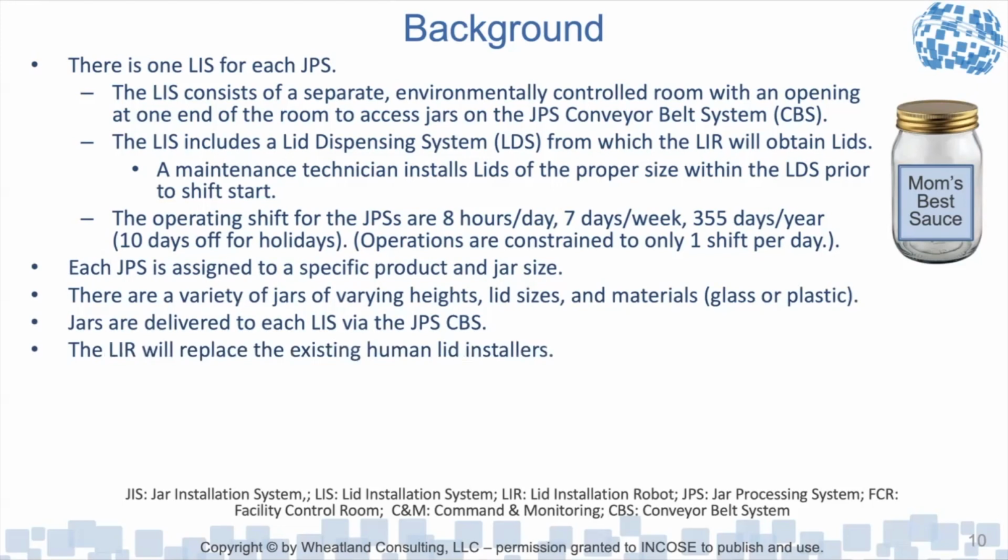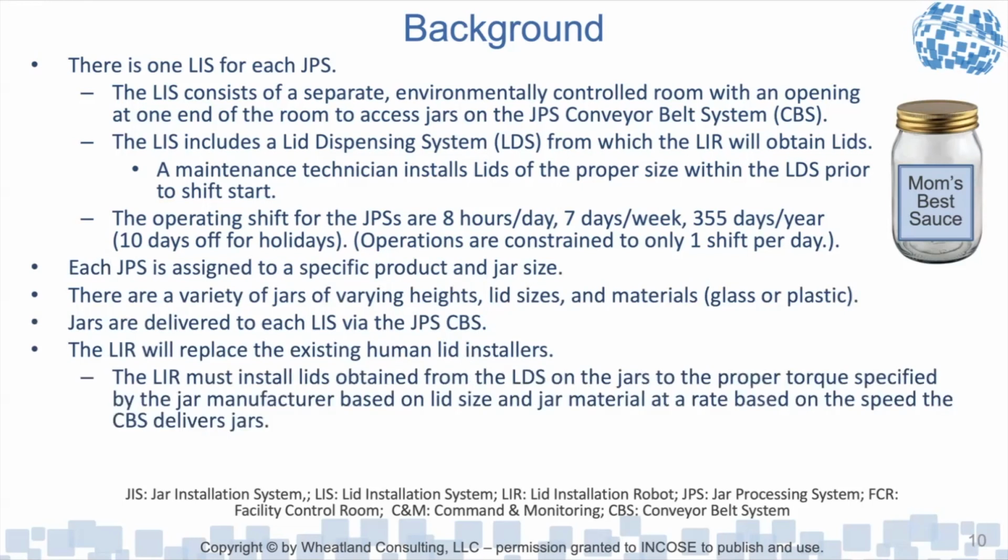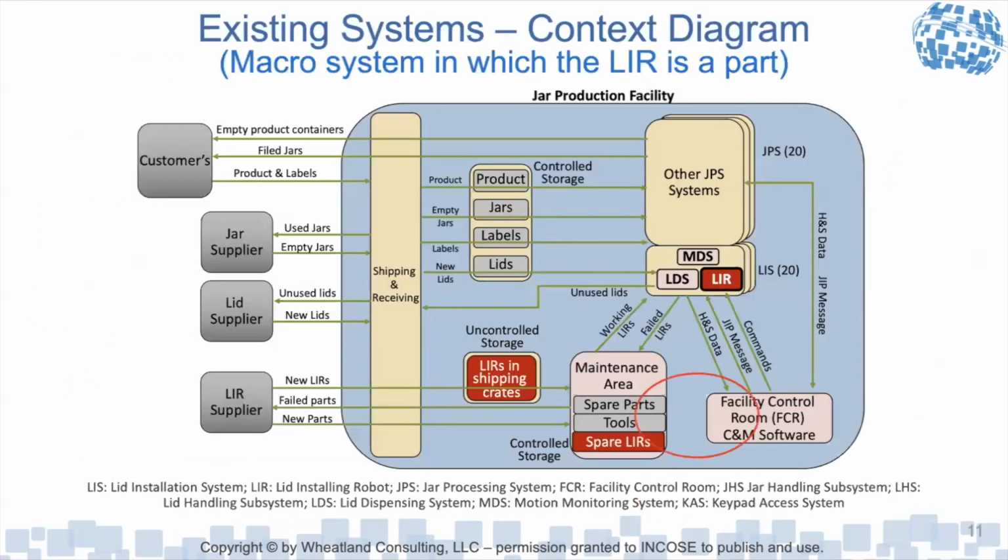The lid installation robot will replace the existing human lid installers we have now. The LIR must install lids obtained from the lid dispensing system on the jars to the proper torque specified by the jar manufacturer based on lid size and jar material, at a rate based on the speed of the jars that are being delivered by the conveyor belt system. The LIR will be controlled and monitored remotely by the facility control room C&M software. This is a jar production facility. External interfaces of the customers, the jar supplier, the lid installation supplier.